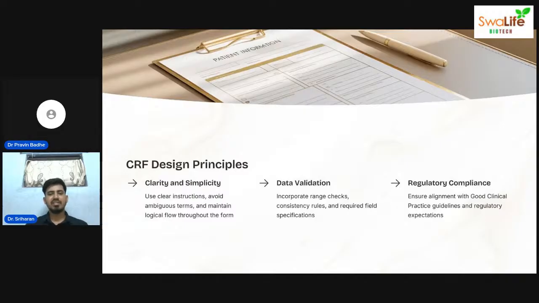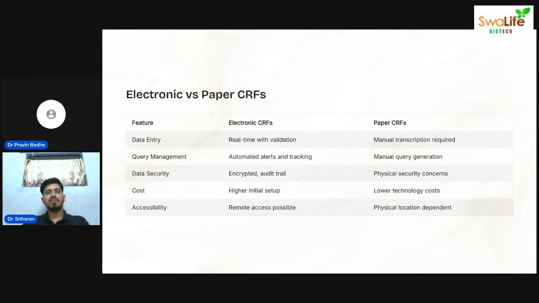In the traditional way, we enter the data manually. In the electronic CRF, data is entered in electronic form, and it also automatically checks the validation, such as the ranges. So, data validation. Another thing is regulatory compliance. You will submit the CRF form to the regulatory authorities, every CRF form, so it also falls under ICH GCP E6 guidelines. This is the difference between electronic and paper CRF.